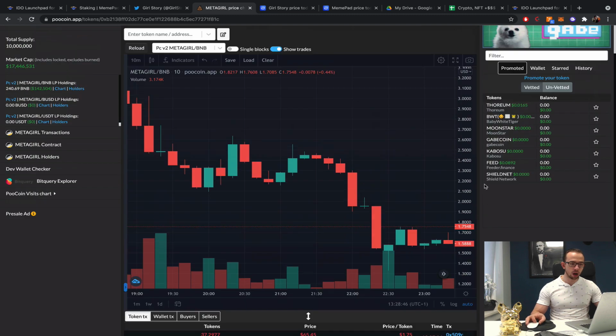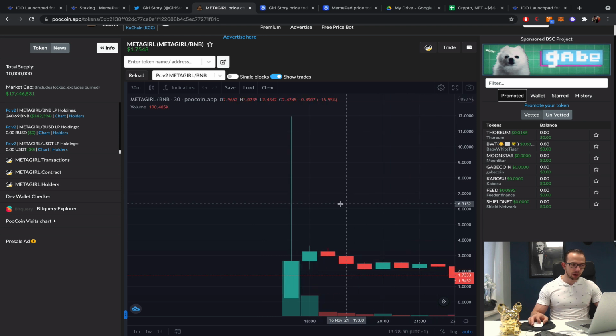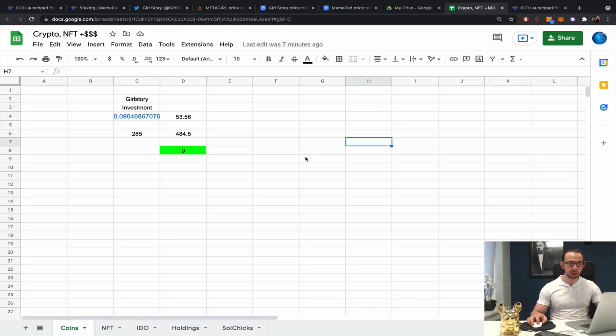When the days go on, let me create a bigger chart for you. The price went down a little bit because of the initial dip of Bitcoin, right, specifically this day, and the coin is yet to recover. However, I'm going to show you the profits based on the current price, right?